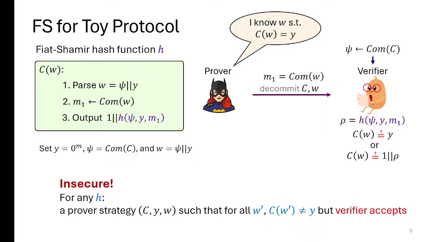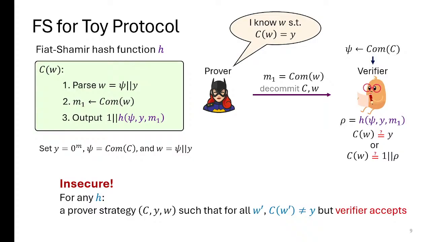then we set Y to be the all zero string. M is just the output size of this thing here. Then psi is going to be this commitment, just like it is here. And we set W to be exactly what you would expect based on this parsing, which is just psi, the digest, concatenated by the output, right?